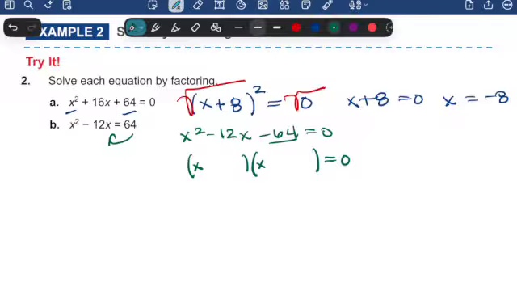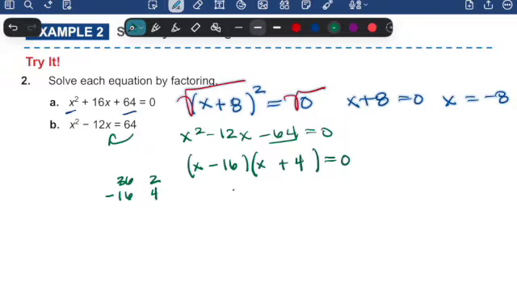What factors of -64 would add to give me -12? So factors of 64, 36 and 2. I don't think I can get 12 out of there. 16 and 4, I can get 12 out of there, but I need to get -12. So that means my 16 should be negative. So minus 16 plus 4, let's double check. Distribute in your head. X times x is x squared. -16 times 4 would give me -64.